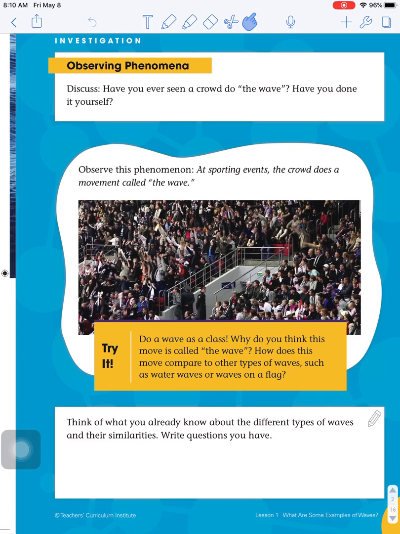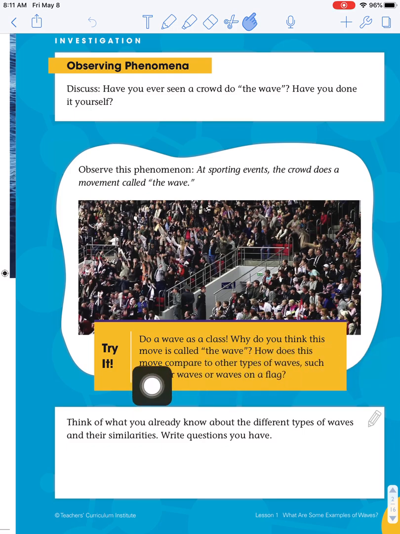It says discuss. Have you ever seen a crowd do the wave? Have you done it yourself? So here's a picture of people at a sporting event doing the wave. It says observe this phenomenon. At sporting events, the crowd does a movement called the wave. That's when they all put their hands up and then it goes around and around. It says try it. Do a wave as a class. We can't do it as a class, but maybe you could do it as a family.